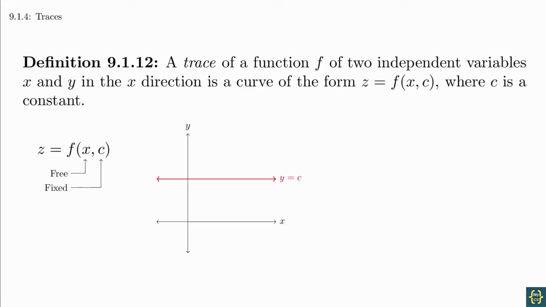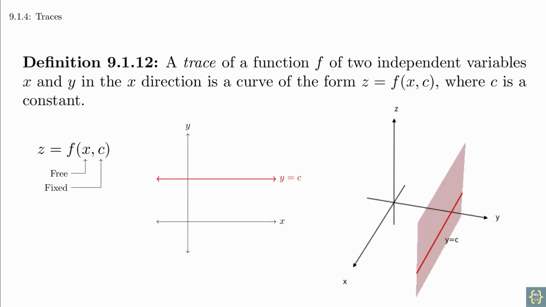Notice that the points (x, c) are points along the line y equals c. We are seeing what the function is doing as we move along that line. Another way of saying this is that we're looking at where the surface intersects the plane y equals c.